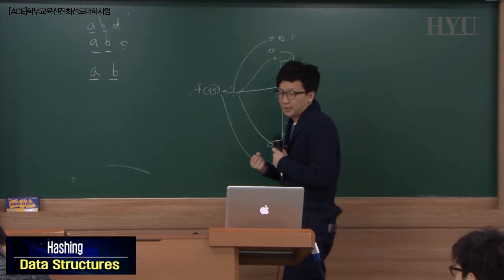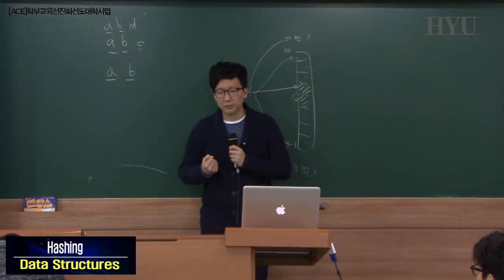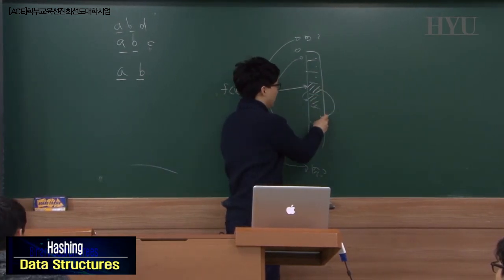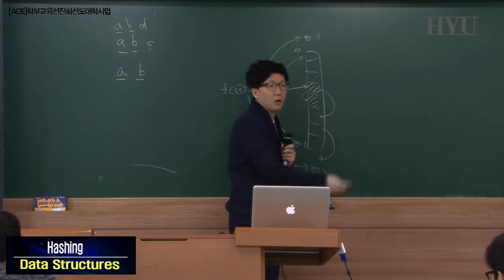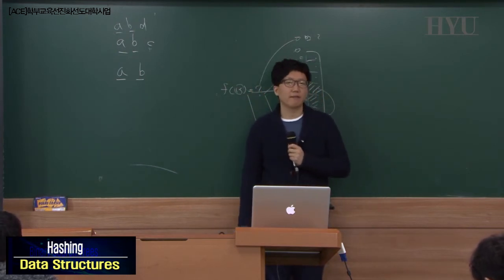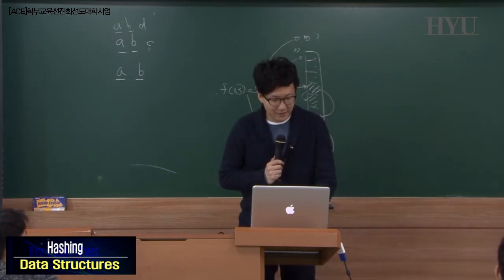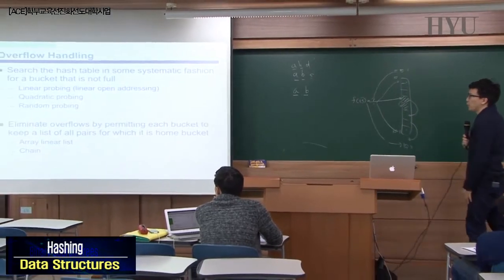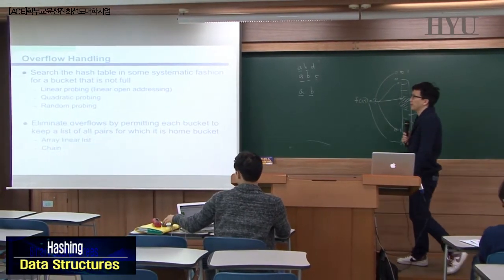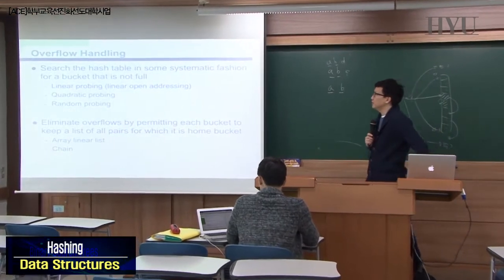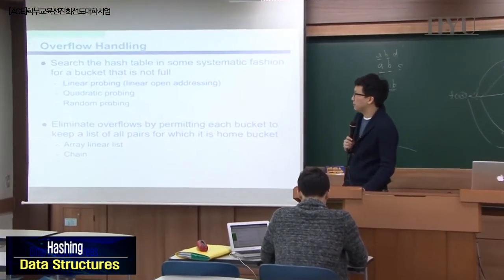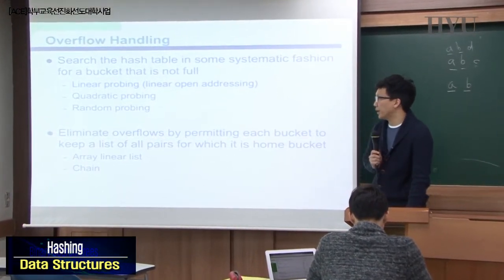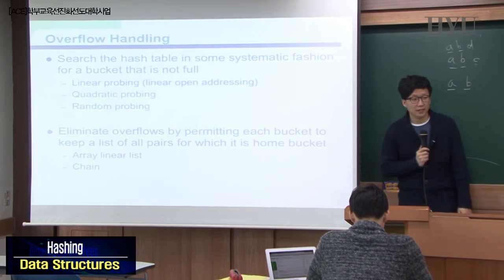So quadratic probing, I forgot what it is, but I'm guessing maybe jumping every two, maybe more. Something similar to that until you find one. Eliminate the overflow by permitting each bucket to keep a list of all pairs for which it is a home bucket. Array, linear lists, or chain.